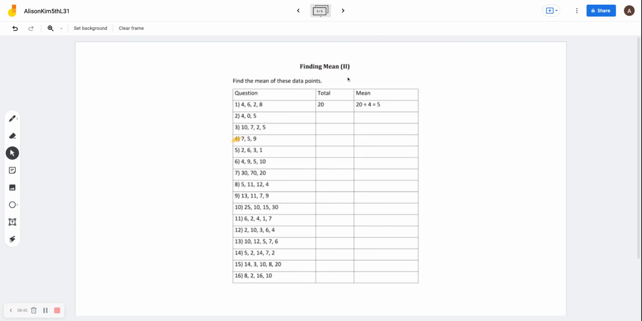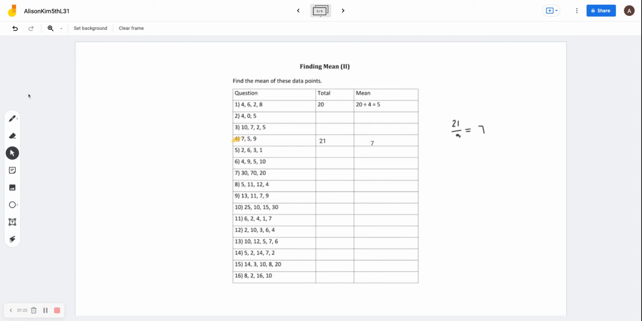Let's do more mean. So number 4 gives us 7, 5, and 9. Let's add them up again. 7 plus 5 is 12. 12 plus 9 is 21. So I'm going to put 21. That's our total number. But our second step, we need to count how many numbers we're given. In this case, we're given 3, right? So we're going to divide our sum by the 3 numbers. And then 21 divided by 3 is 7. So our mean will be 7.